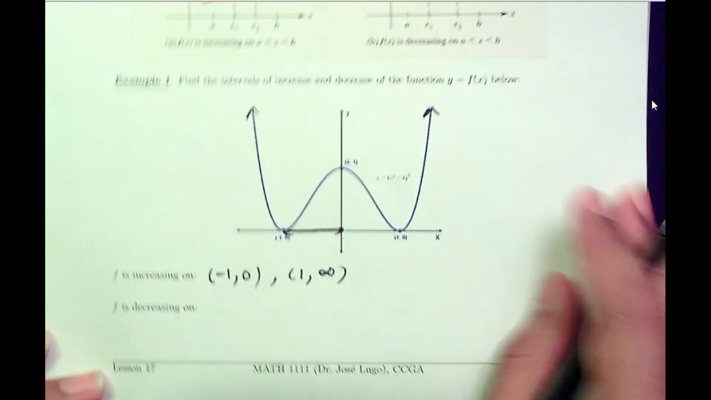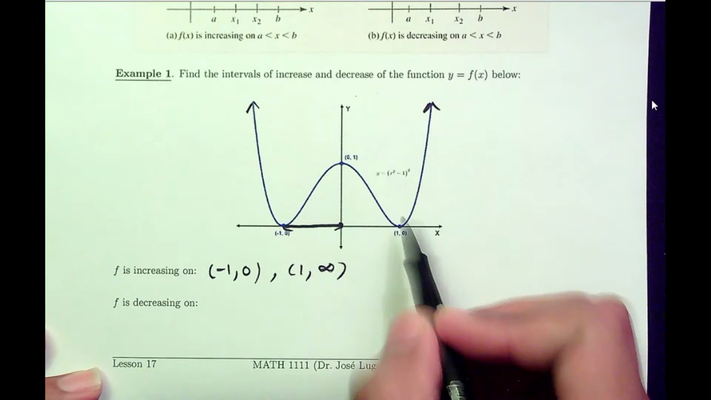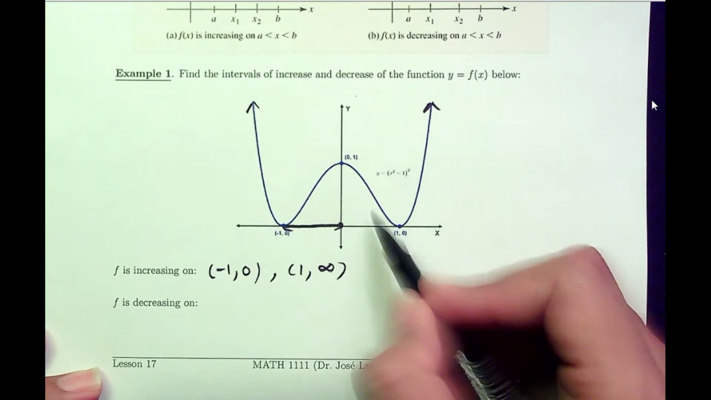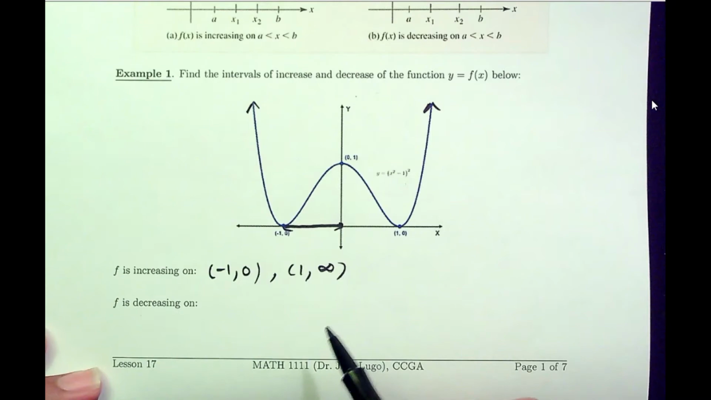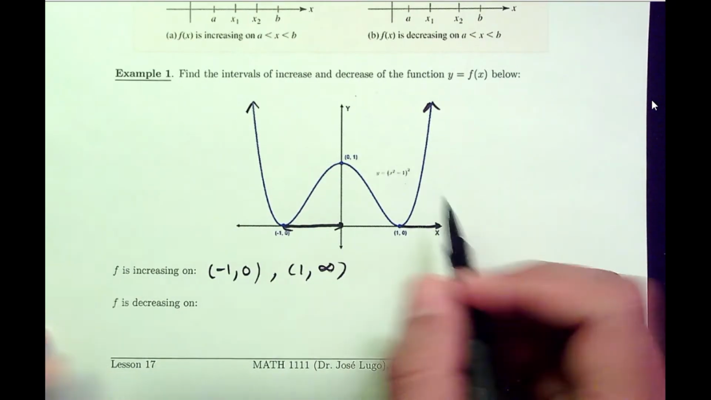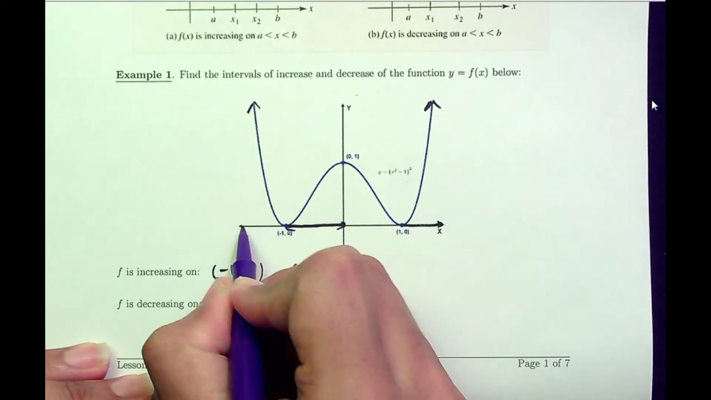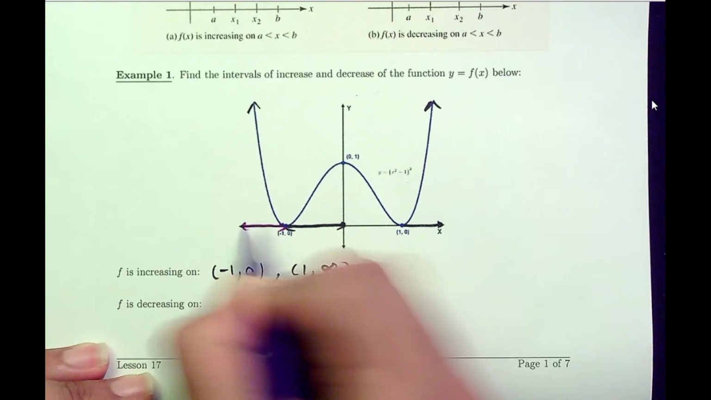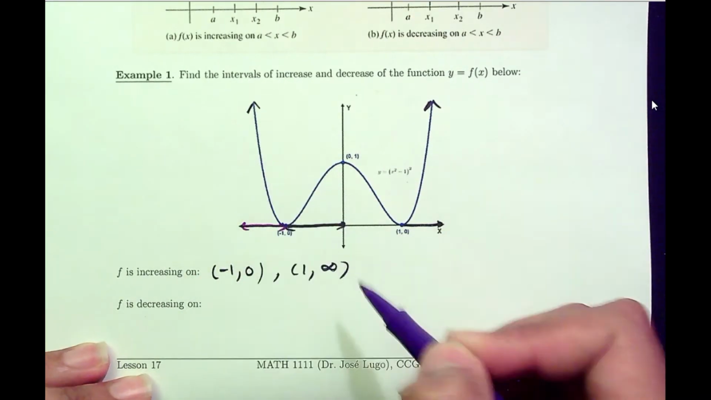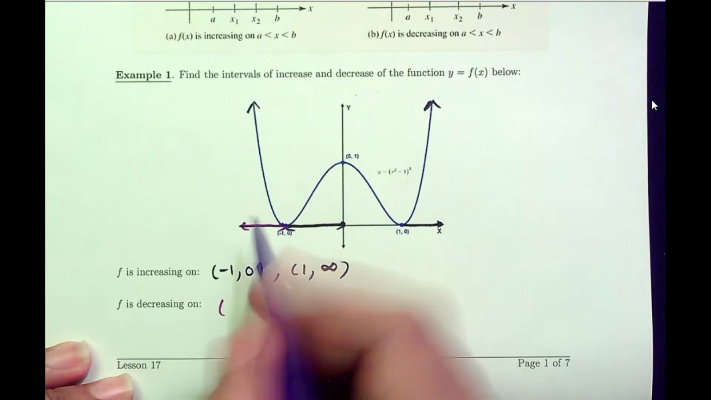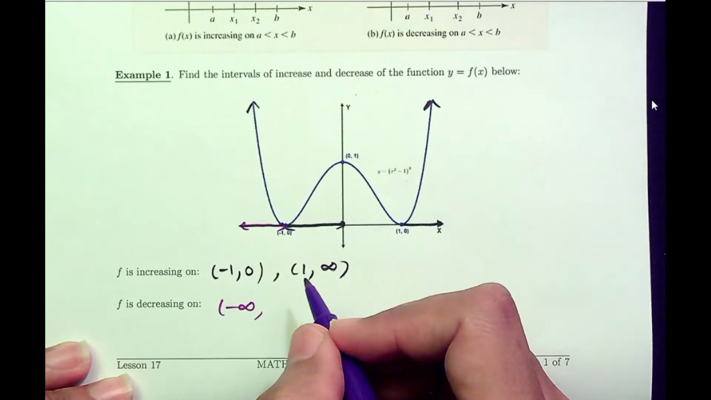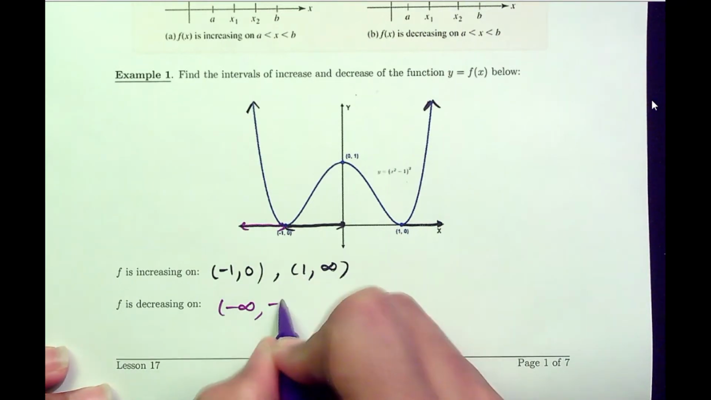Or assuming that the graph goes on forever, it increases from 1 onwards, goes up. Now, on the pieces where the graph is decreasing, so let me now put that one, let's say, in purple. So in this piece, the graph decreases. As you move from left to right, it goes down. So that would mean from minus infinity to -1.